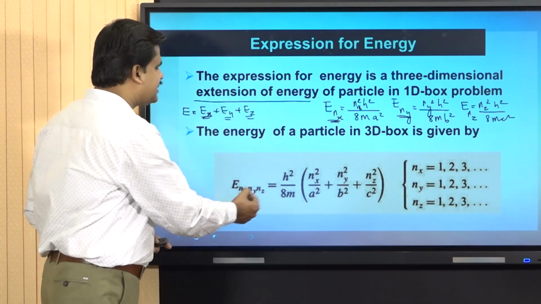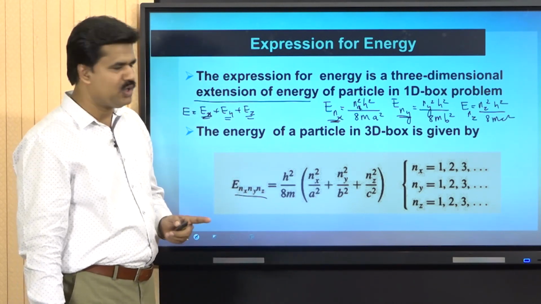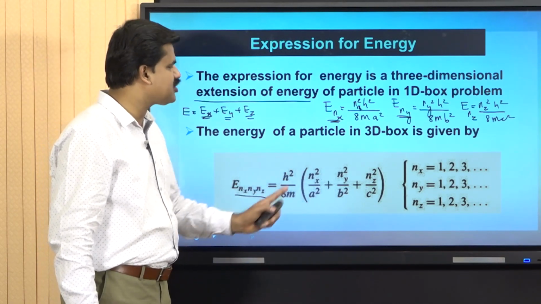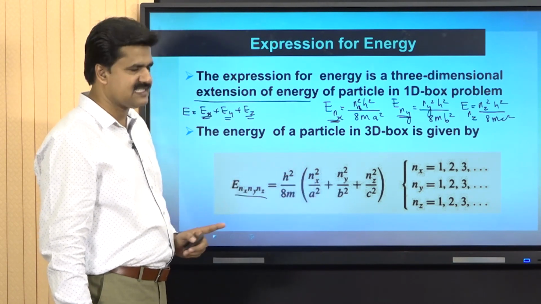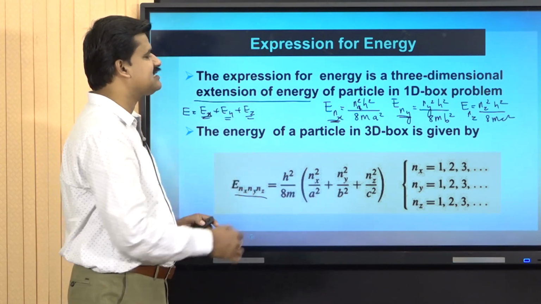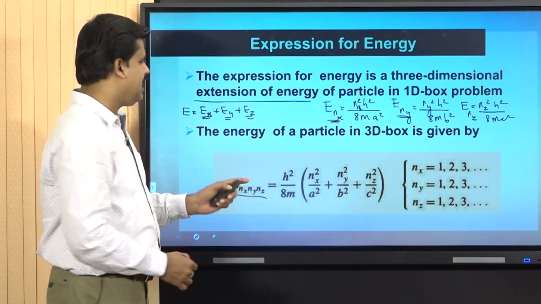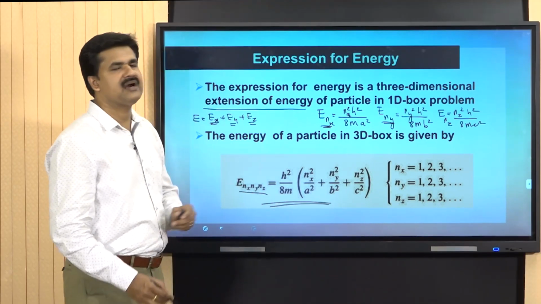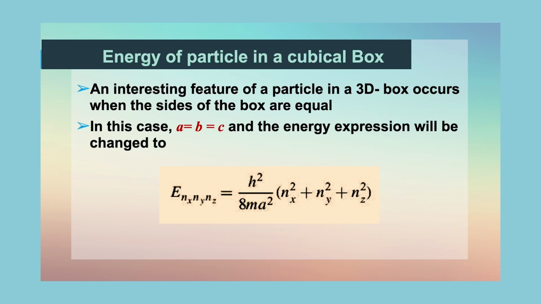Thus the total energy of the system Enx, ny, nz is equal to h square by 8m into (nx square by a square plus ny square by b square plus nz square by c square). As we know, nx, ny, nz have whole number values beginning from 1, and this represents the total energy of a particle in a 3D box problem. Energy of a particle in a cubical box.